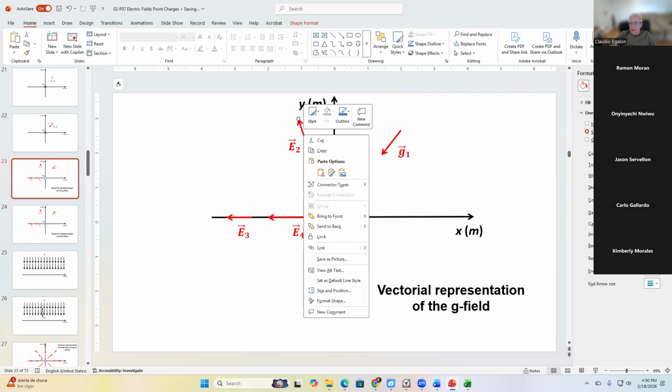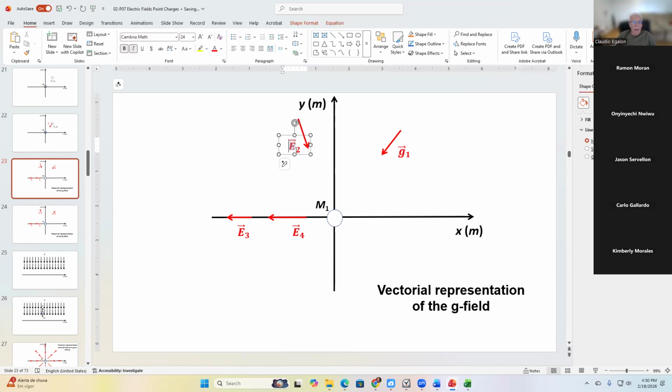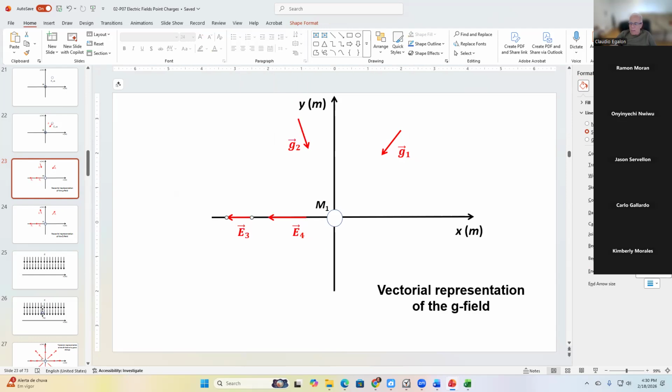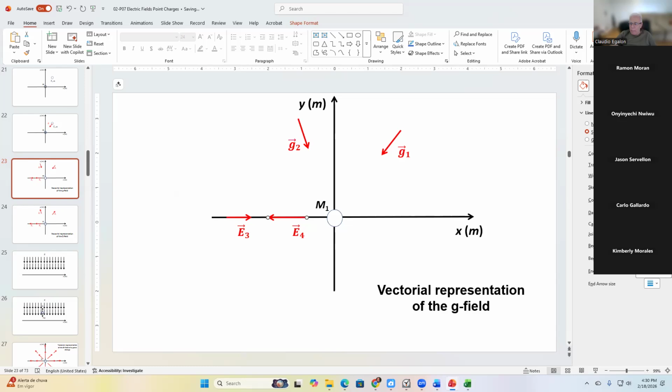I invert the direction of this field, right? And exchange the notation by G2, right? And so on. Did you get the idea? That's a very good way of understanding a very abstract concept like the electric field. Okay?